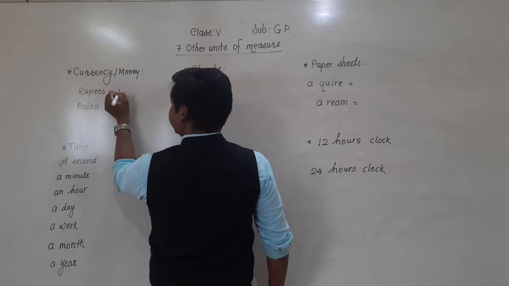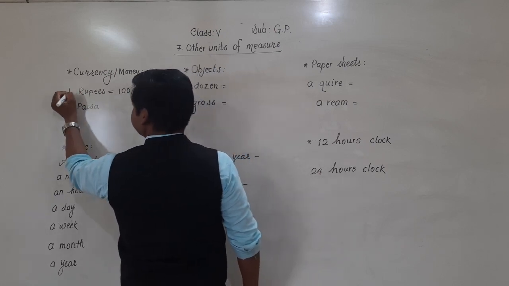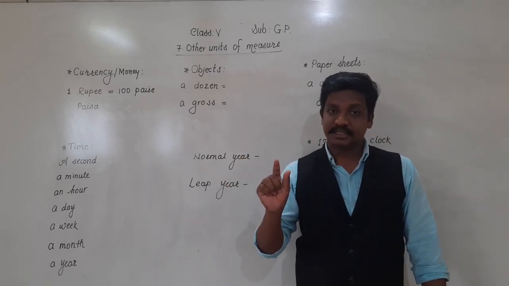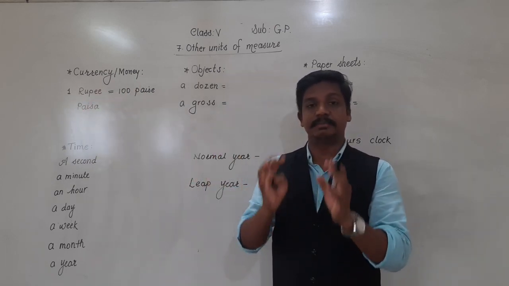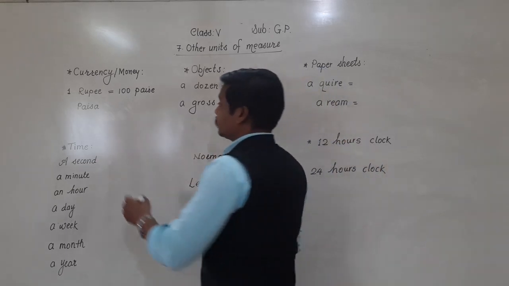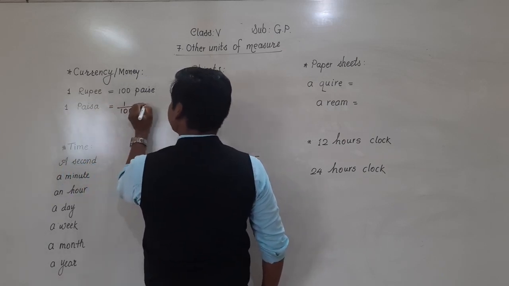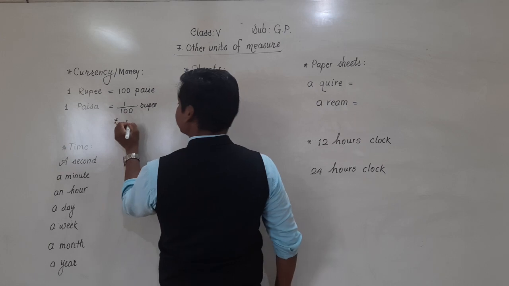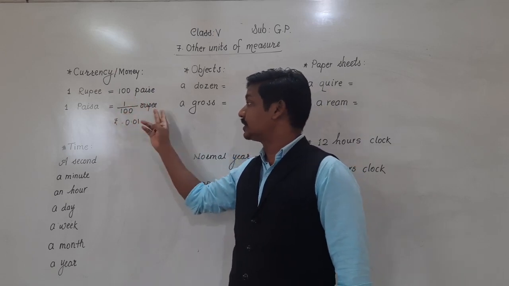When we collect 100 paise, at that time they make 1 rupee. 1 rupee is equal to how many paise? 100 paise. Since paisa is the smallest unit, when 100 paise are collected together, they make 1 rupee. That is, 1 rupee means 100 paise. Opposite of that, 1 paisa means how many rupees? 1 upon 100 rupee, that is rupees 0.01.